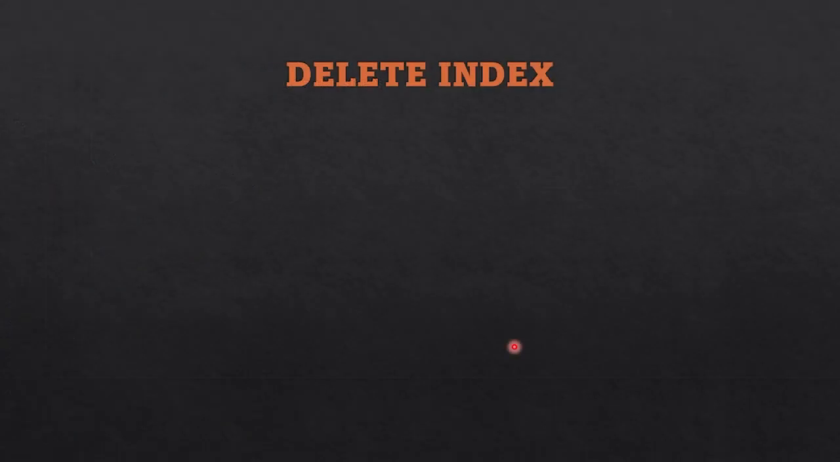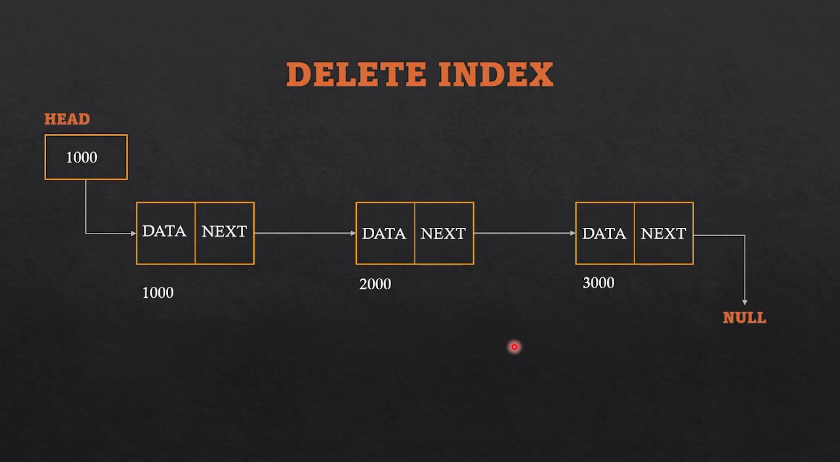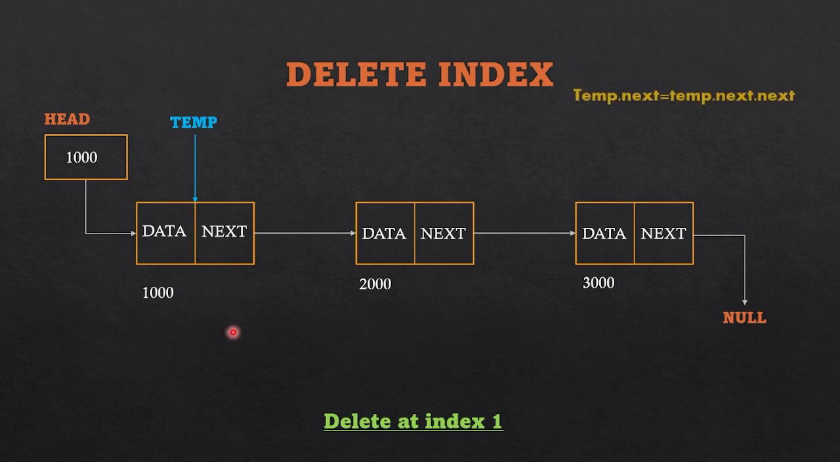And now let's get to the delete index. Let's say we want to delete this node, which is at index 1. What do we need to do? We need to access the node before that. Temp equals head. Here we will not need to traverse in this diagram. What we need to do over here is pretty simple actually. temp.next is equal to temp.next.next.